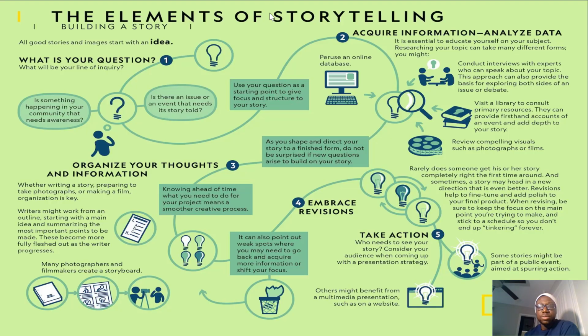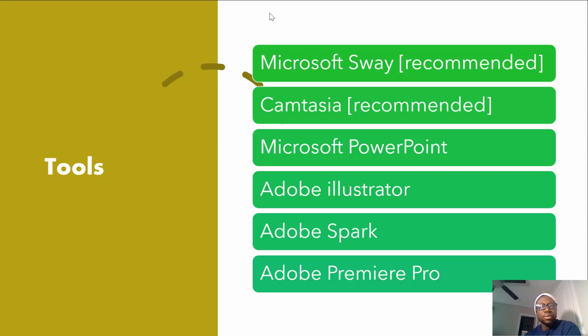So I want you to take a look at this very well. For the tools that we can use, I'll actually recommend that we use either Camtasia or Microsoft Sway. We could also use PowerPoint, Adobe Illustrator, Adobe Spark, or Adobe Premiere Pro. But Microsoft Sway and Camtasia have a very easy learning curve, so I'd encourage us to use those two or one of them. We're going to talk more about this in class and how we can create a storyboard.